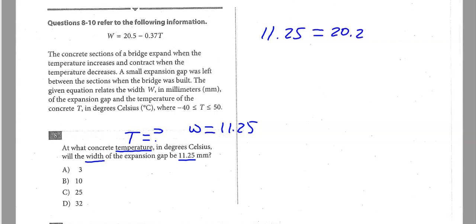It says, at what temp? So basically, find T when the width is 11.25. So they're telling me what W is. I just have to find out what T is. So I go up here, and this is on the calculator version. So if I know W, I have to solve 11.25 = 20.5 - 0.37T, so I've got to solve for T.